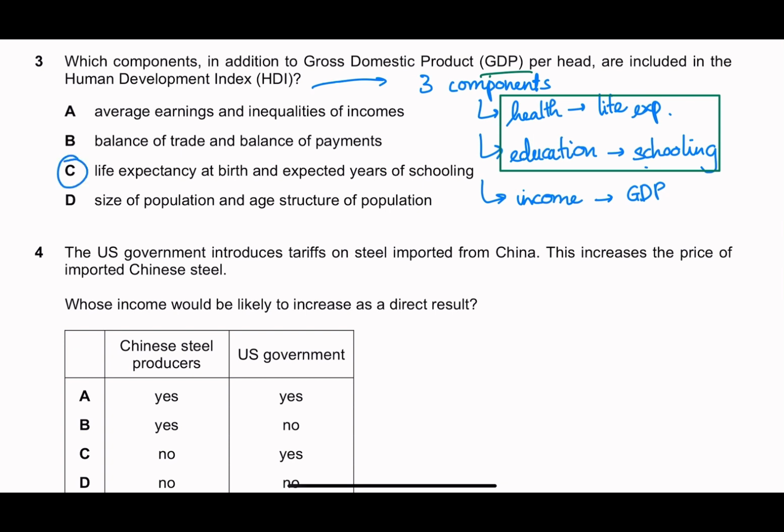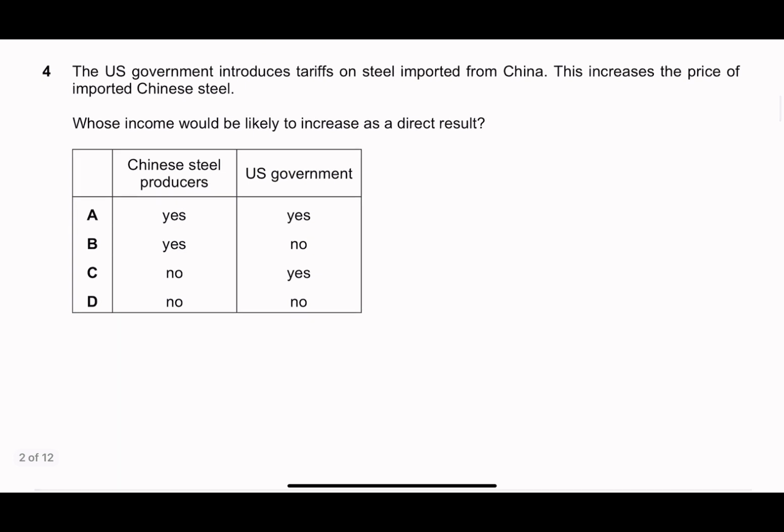The only answer in here that mentions the health and education factors is C, so the answer for 3 would be C. Question 4, the US government introduces tariffs on steel imported from China. This increases the price of imported Chinese steel. Whose income would be likely to increase as a direct result? So a tariff means that it increases the tax proportion on steel imported. So the tax income of the US government would increase because they tax extra on the steel imported, but that wouldn't affect the price of the Chinese steel from the producer's perspective.